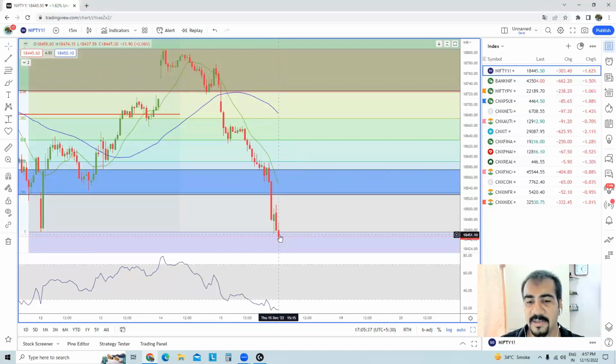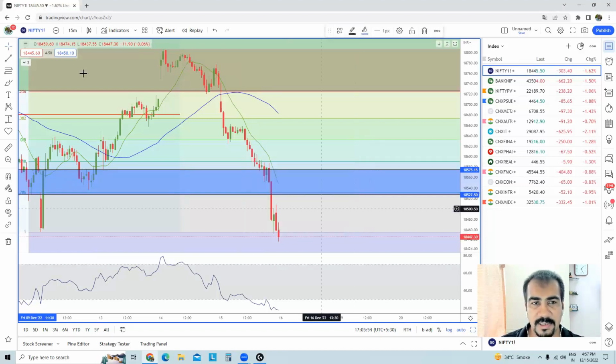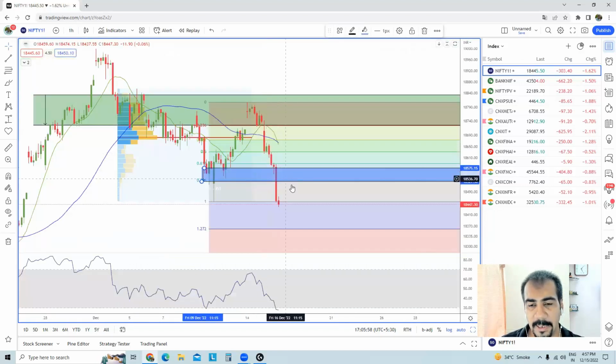But if there is a small candle day, or a decent intraday pullback, then this entire band, within 18,575 to 18,527, could provide stiff resistance to Nifty futures. So this is something you need to understand. This is a shorter term resistance for the market.